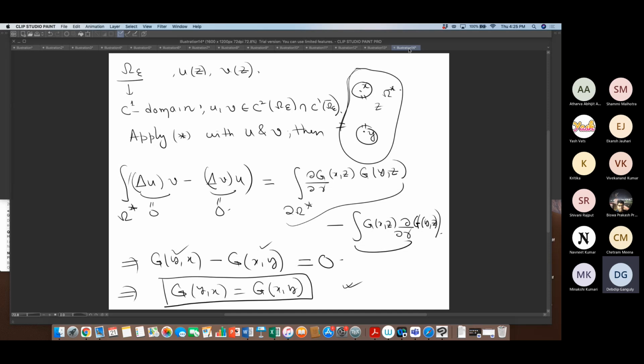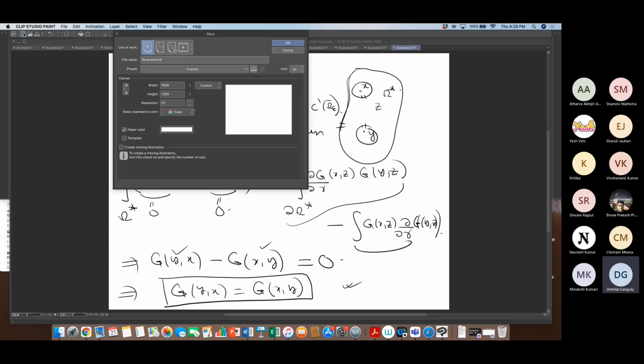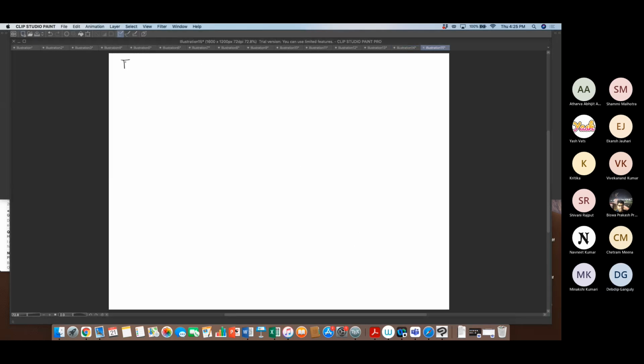Now let us compute some examples, and then we will stop. As I said, this Green's function is uniquely determined when your omega has some specific structure. Example: you want to compute the Green's function for R^n plus, the upper half space.